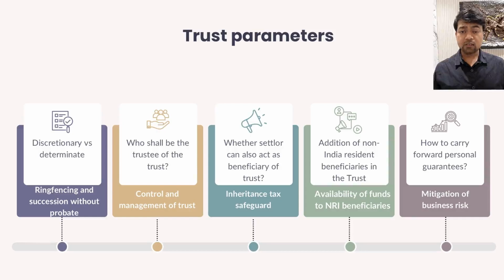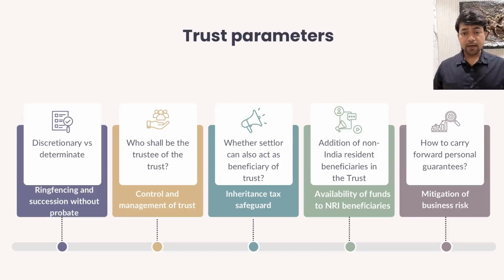So the first consideration is, what should be the nature of the trust? Should you set up a determinate trust or should you set up a discretionary trust? The second consideration is, who should be the trustees of the trust? Whether the trustees for the Indian trust should be Indian residents or Indian related family members, or a non-resident can also act as a trustee in that trust. So the appropriate mix of trustees should be decided.